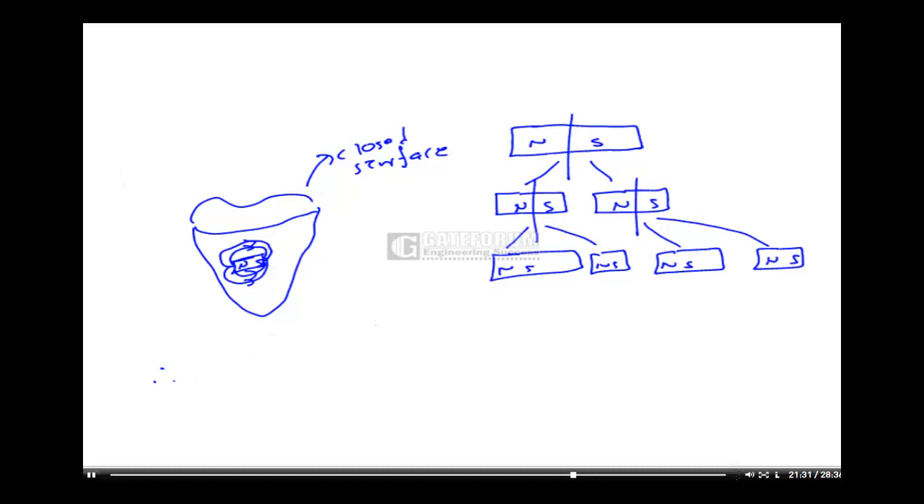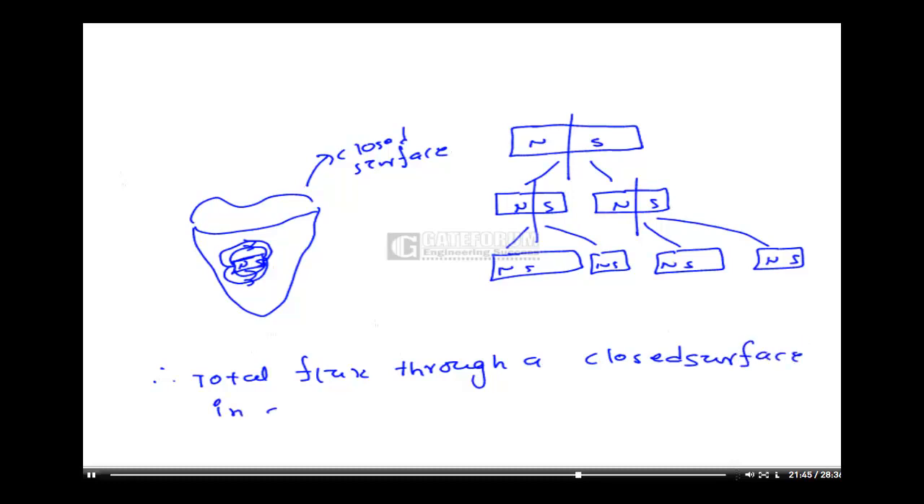Therefore, we can say that the total flux through a closed surface in a magnetic field must be zero.